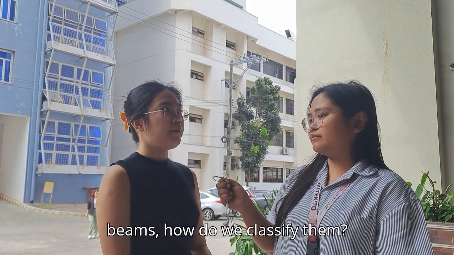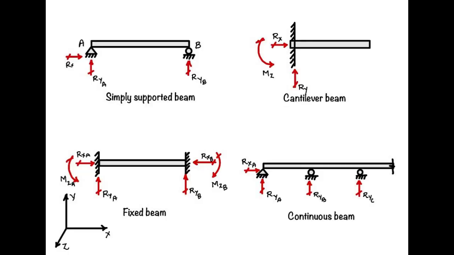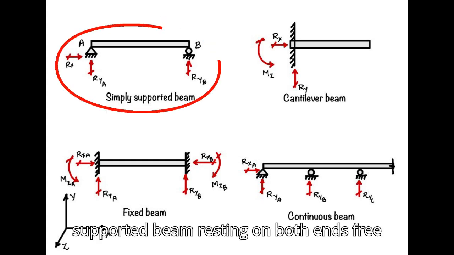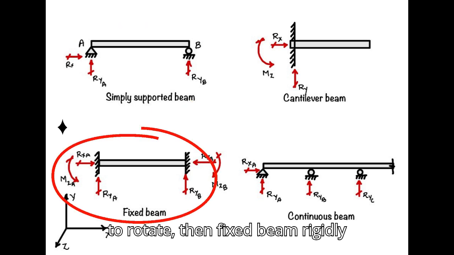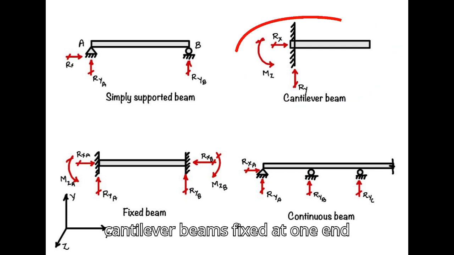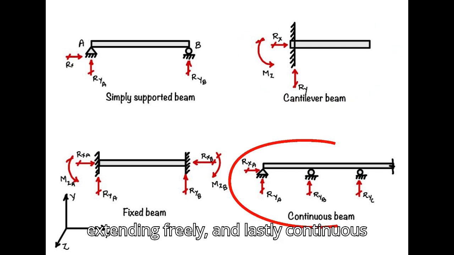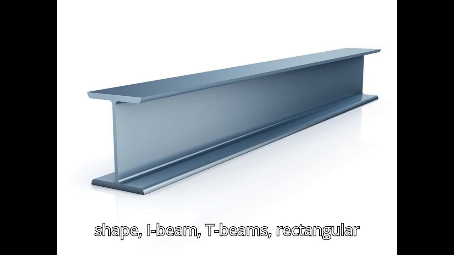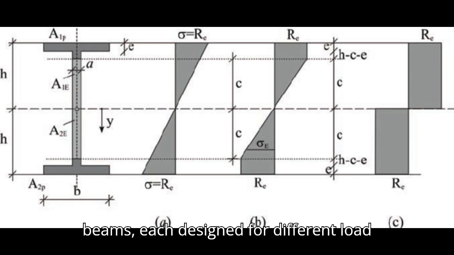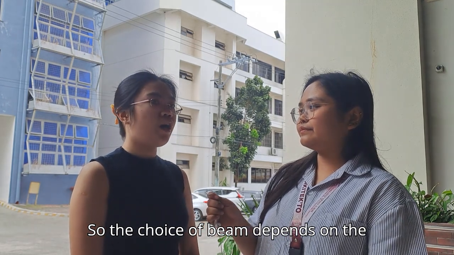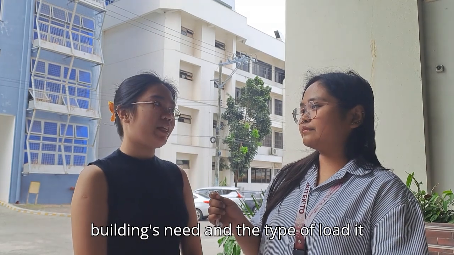Okay, got it. And beams, how do we classify them? Based on support conditions: simply supported beam resting on both ends free to rotate, then fixed beam rigidly held at both ends preventing movement, cantilever beams fixed at one end extending freely, and lastly continuous beam extends over multiple supports reducing bending stress. And then by shape: I-beams, T-beams, rectangular beams, each designed for different load distribution. So, the choice of beam depends on the building's need and the type of load it carries.